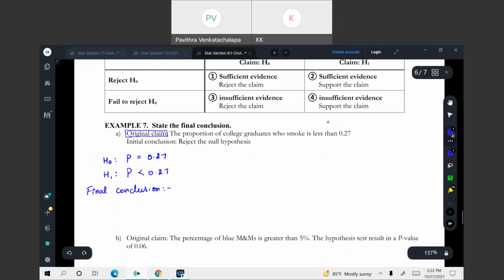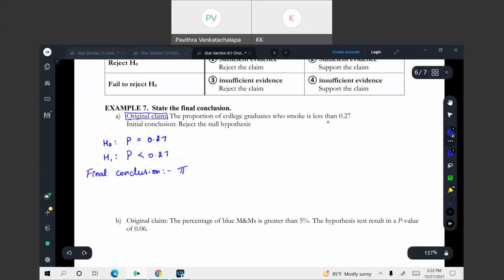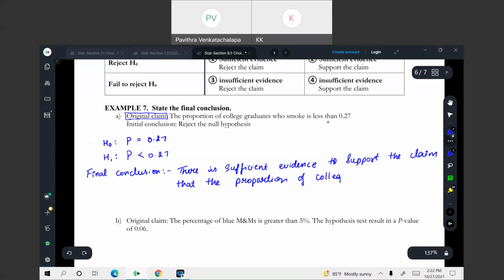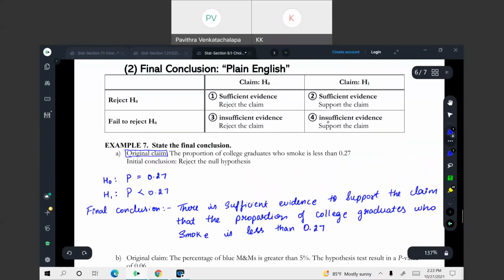Now, you can use this table and you can write the conclusion. So here you can write, there is sufficient evidence to support the claim that the proportion of college graduates who smoke is less than 0.27. Okay, this is how you will be concluding.